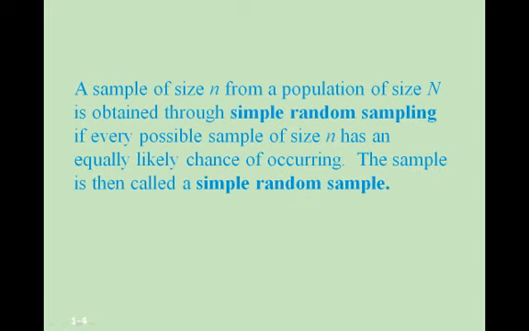A sample of size small n from a population of size capital N is obtained through what we call simple random sampling. If every possible sample of size small n has an equally likely chance of occurring, the sample is then called a simple random sample.